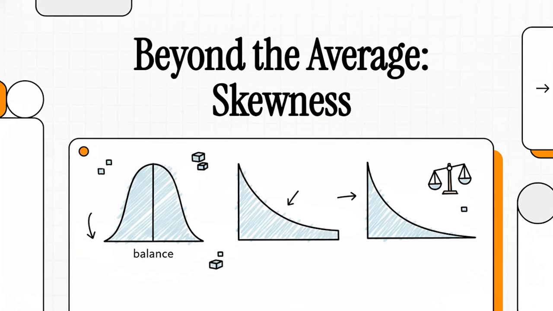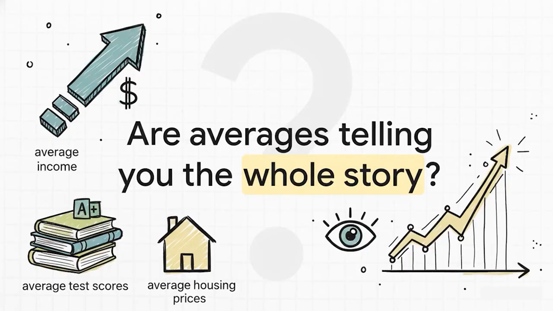Welcome to the Explainer. Today, we're going to talk about how a single number, the average, can sometimes, well, lie to you. And we'll see what the shape of our data can tell us about what's really going on with things like balance and inequality. You know, we hear about averages all the time, right? Average income, average test score, average price of a house. It's just such a convenient, simple number. But what if I told you that sometimes that one number is actually hiding the real story?